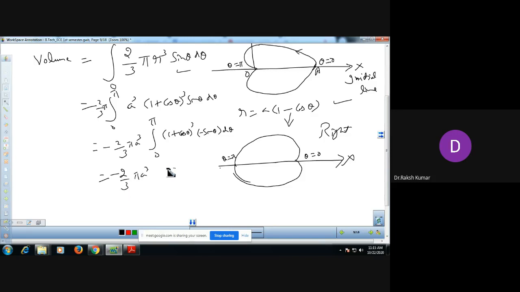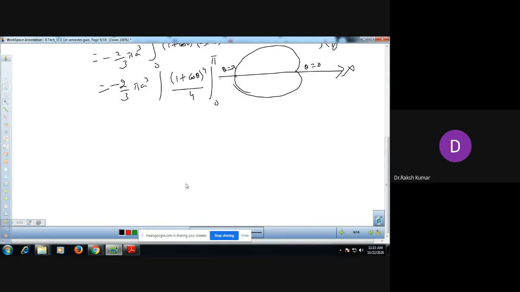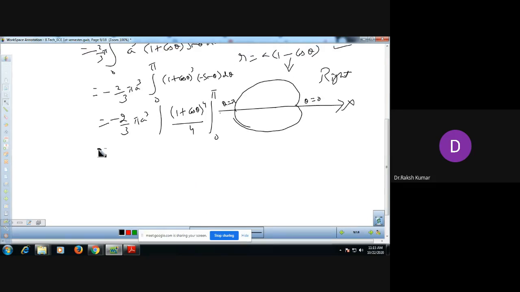The standard formula will be used, and that will be 1 plus cos theta whole power 4 upon 4 within the limits 0 to pi. So this is the formula. For applying this formula, we have used an extra negative sign here, and we have multiplied here with the negative sign, and we have adjusted the negative sign here also. So you just substitute the upper limit. 1 by 4 can be taken out. For upper limit, 1 plus cos pi.